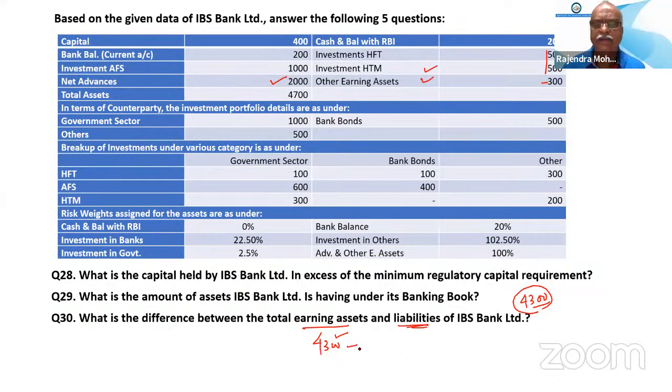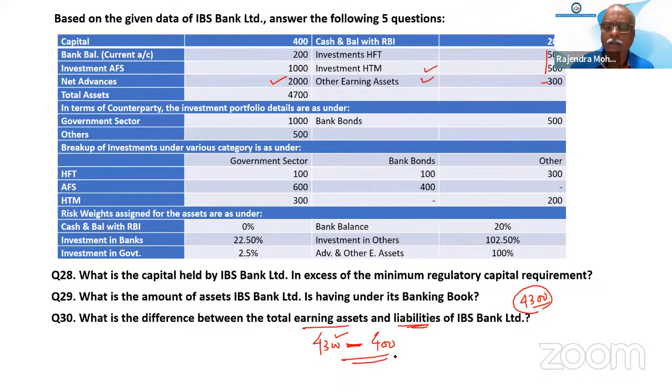What is the liability given? Capital. Which item is the liability? Yes. 200. Only capital. 400. 400 is the liability. Bank current account. This is the current account which has been held by the bank.